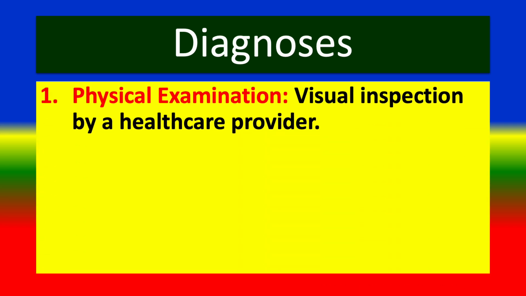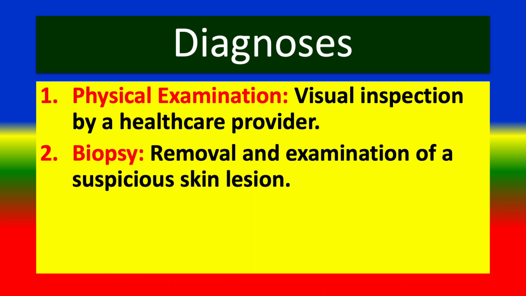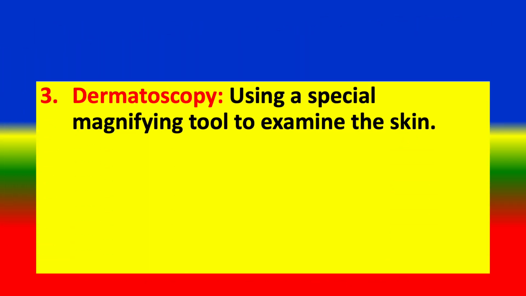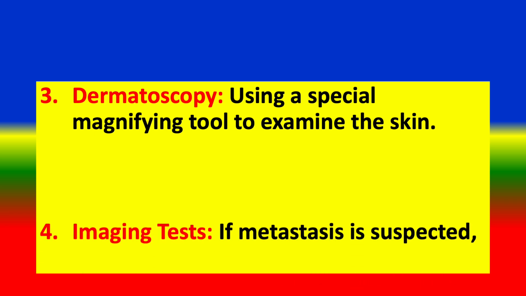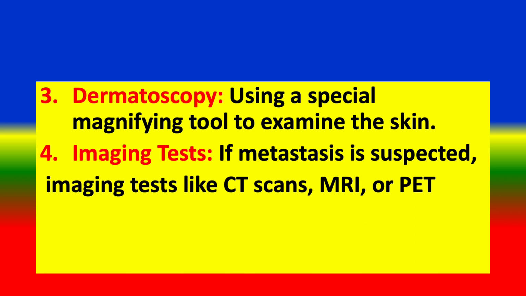Diagnosis. 1. Physical examination, visual inspection by the healthcare provider. 2. Biopsy, removal and examination of a suspicious skin lesion. 3. Dermatoscopy, using a special magnifying tool to examine the skin. 4. Imaging tests. If metastasis is suspected, imaging tests like CT scan, MRI, PET scan may be used.